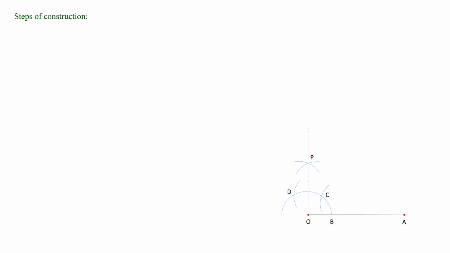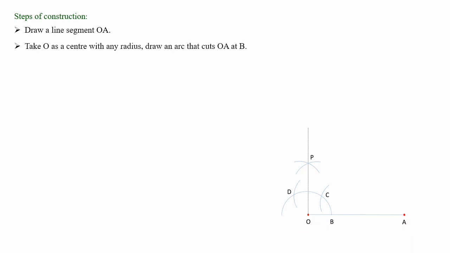Here our original diagram is not visible in the slide, so just for explanation purposes, I am using this diagram. First step is to draw a line segment OA. So we have drawn a line segment OA, and then take O as center with any radius and draw an arc that cuts OA at B. You have drawn an arc or semicircle that cuts OA at B.